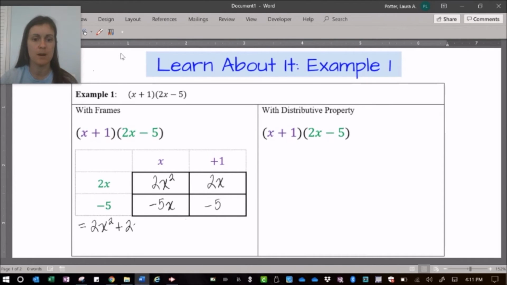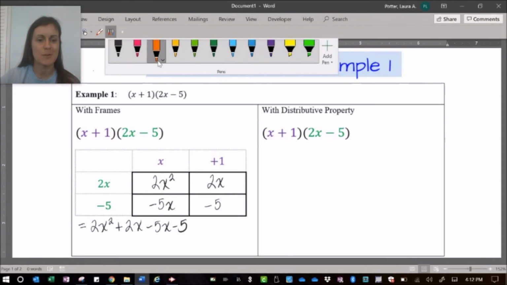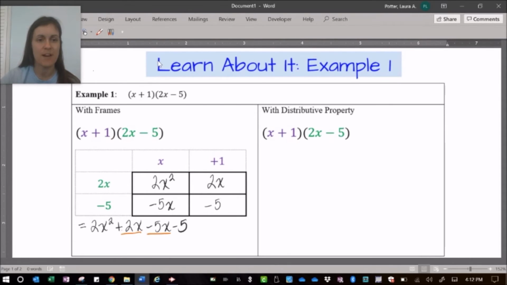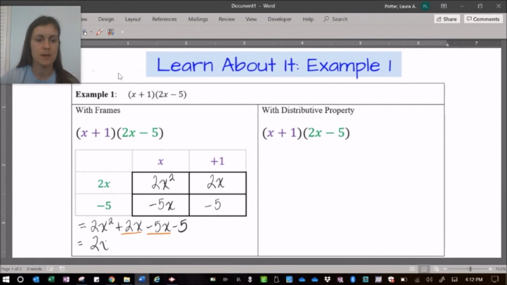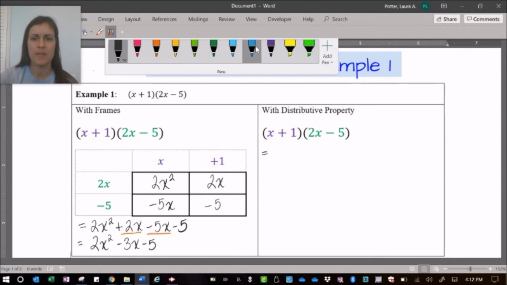So I have 2x squared plus 2x minus 5x minus 5. And I'll scout around and see if there are any like terms. And there are 2x and negative 5x, so I'll combine those together. And so my final product is 2x squared minus 3x minus 5. The other way I can do this multiplication problem is by applying the distributive property. So I'm going to multiply x times 2x minus 5, and then I'm going to multiply 1 times 2x minus 5. Let me show you how that plays out.